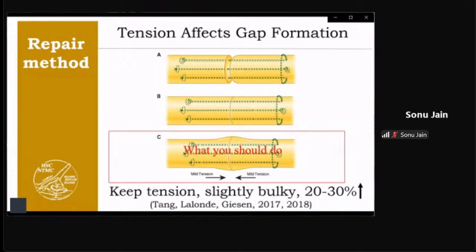which makes the repair site about 20 to 30% larger than the diameter of the tendon. Then with the proximal tension, such a slightly bulky repair will become flattened during tendon active motion. I suggest a 20 to 30% increase of the tendon repair site, which is much safer than a flat repair.